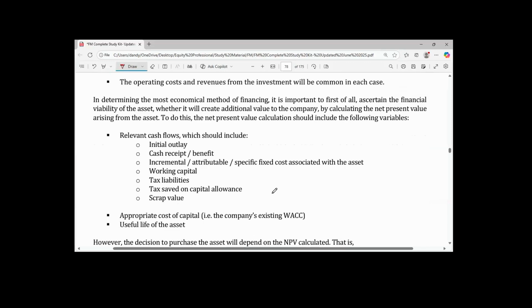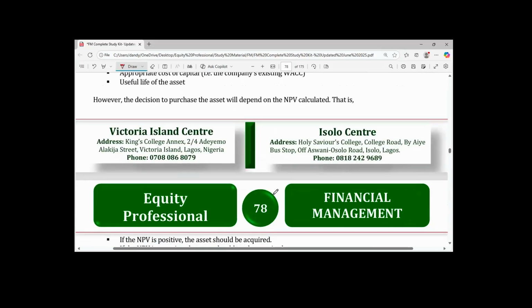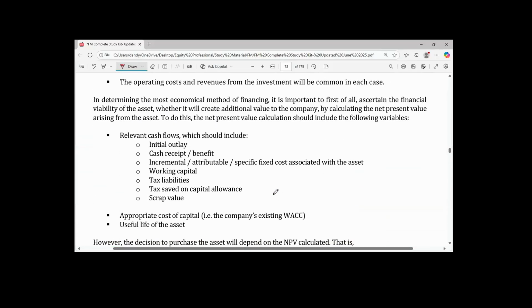Now, the last area we are going to talk about before we begin calculation: before you begin to talk about the economical method of financing an asset, you must first of all evaluate the asset, whether it is financially viable. All those things that you normally do when calculating NPV are the same things you are going to do here. The initial cost of the asset, you must consider it. The cash receipts or benefits, this is your cash inflow that the asset will generate. Then any incremental fixed cost or specific fixed cost or attributable fixed costs associated with the asset, we also need to consider. We check in the question, if you are given any working capital, you have to consider it.